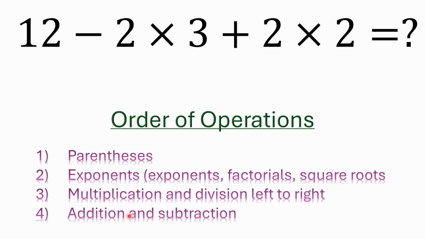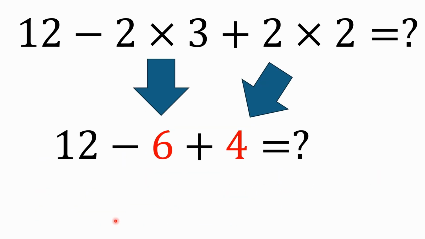But addition and subtraction is step number 4. And again, addition and subtraction have equal precedence. Subtraction is just adding a negative number. All right, so with that in mind, we're going to move on and do the problem.